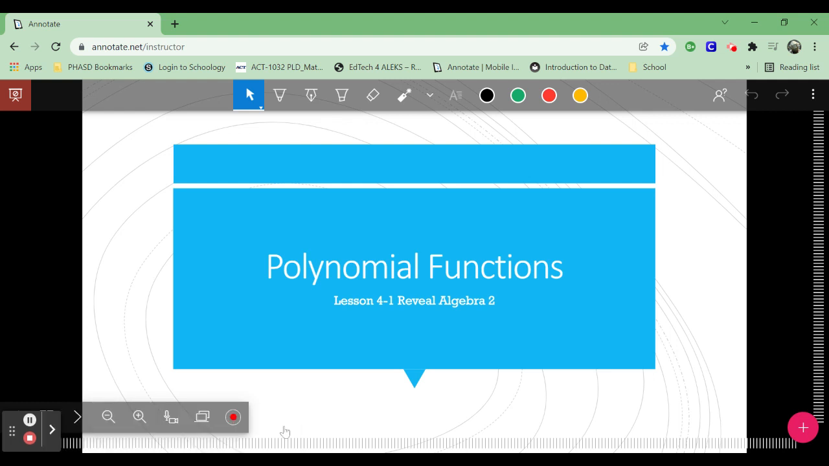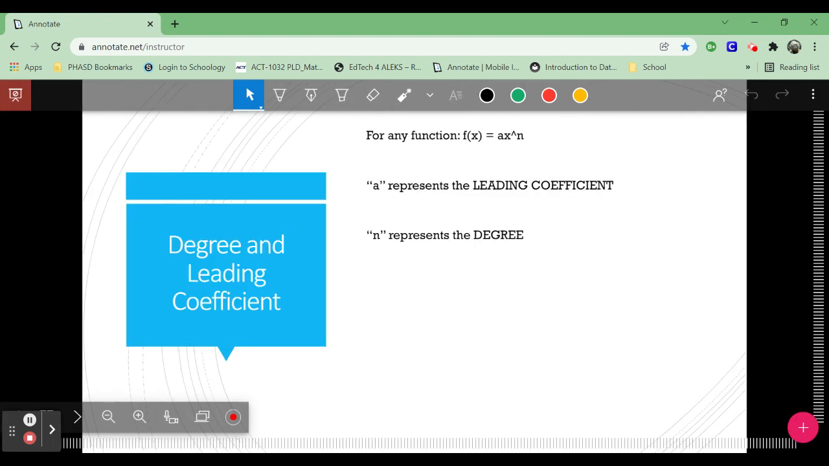All right, today's lesson is on polynomial functions from Module 4, Lesson 1, in Reveal Algebra 2. And so the first thing we need to realize is for any power function, or any function that is in the form f of x equals a, some number a, times x to some power n, all right?